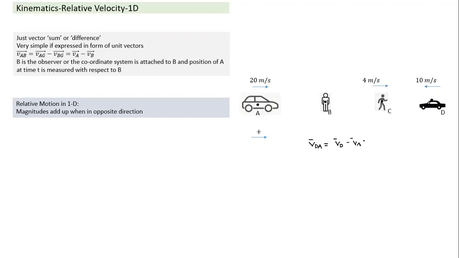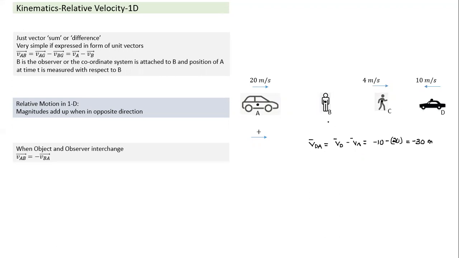So what is VD? We just put the value. VD is equal to minus 10, minus 20, so this comes to minus 30. What does this indicate? Whatever nature of motion A observes for D, if A was at rest and D was moving at the speed of 30 meters per second towards the observer, it would give the same impression. So this is VDA: to A, D will appear to be moving towards the left with 30 meters per second.